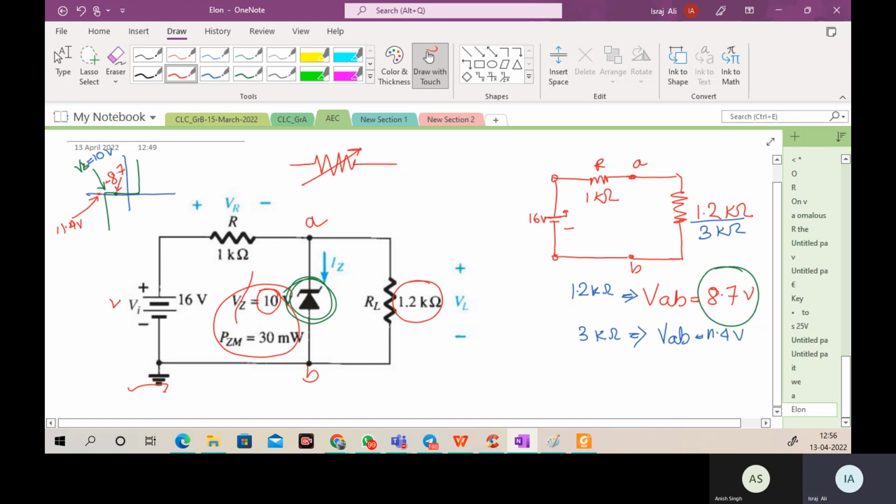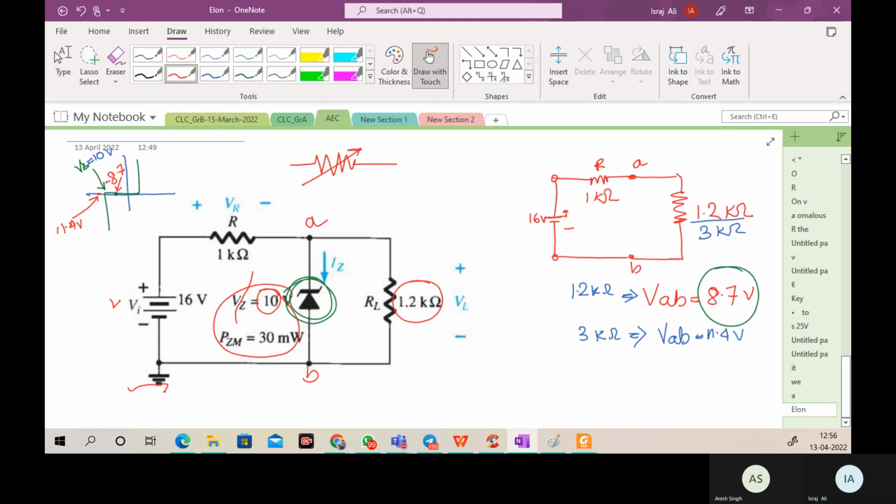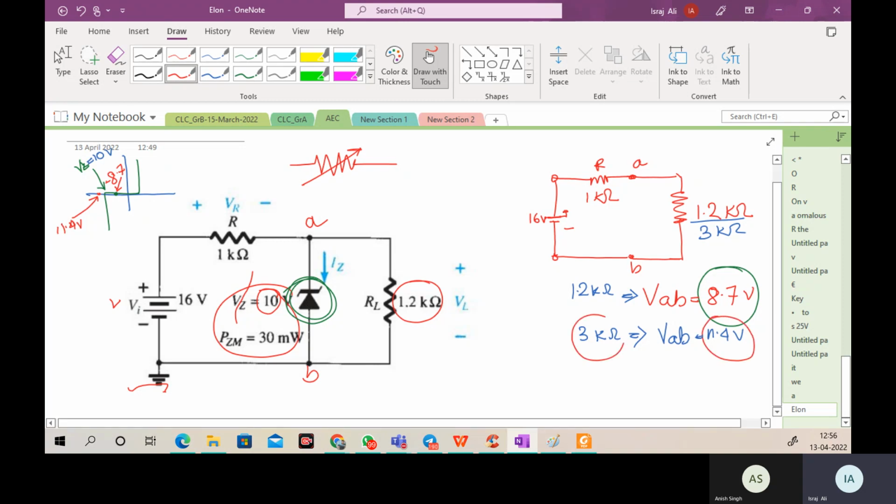So my diode is on or off? On. Now my diode is on, because it is more than the VZ voltage. Got the point? Is that point clear to all of you? Yes, sir. Okay, so what voltage are we getting? 11.4 volt when we are using 3 kilo ohm resistance over here.